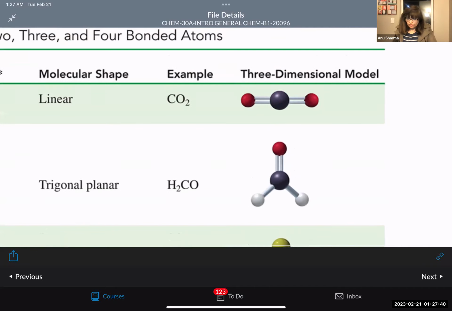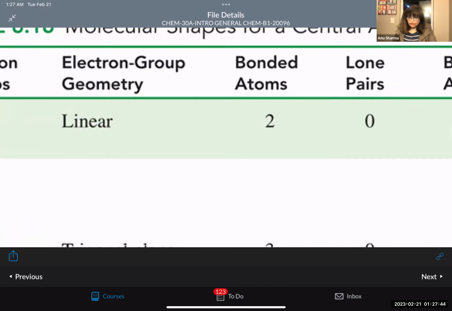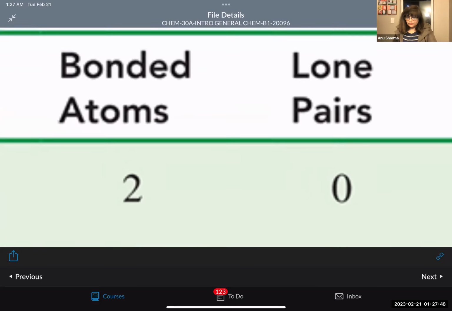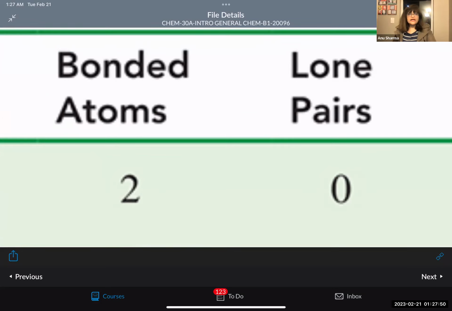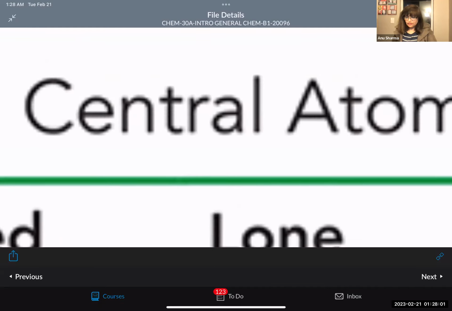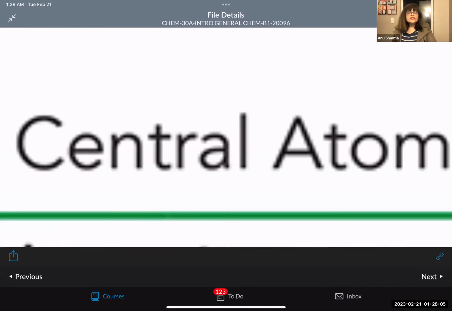In this table also, these are the molecular shape, bond angles, lone pairs. So electron group geometry is it. So look at the bonded atoms and the lone pairs. These are the two things that you need to see. Bonded atoms, how many atoms are bonded to the central atom, and how many lone pairs are there on the central atom. So the main thing here is the central atom, which defines the shape.